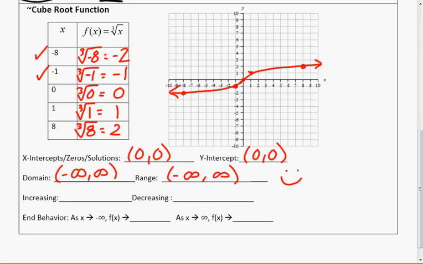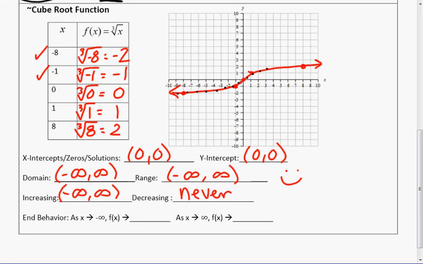All right, increasing, starting from the very left. If you're walking along this curve, you are actually always going uphill. So we're increasing forever, negative infinity to infinity, its entire domain. And if we're always increasing, then we're never decreasing.